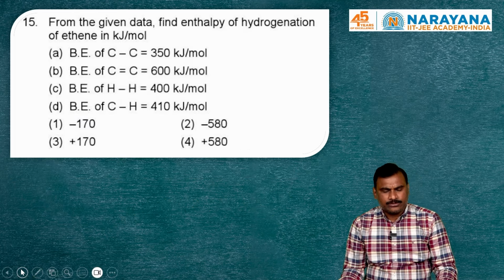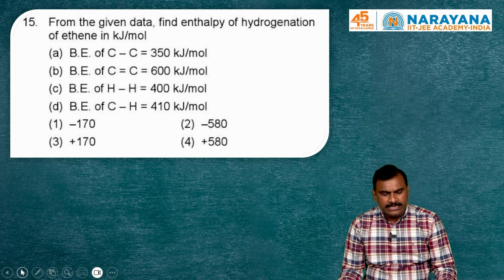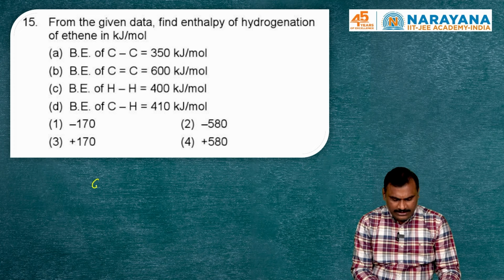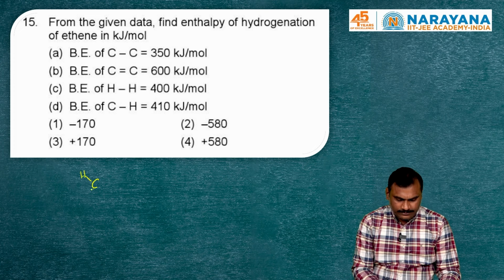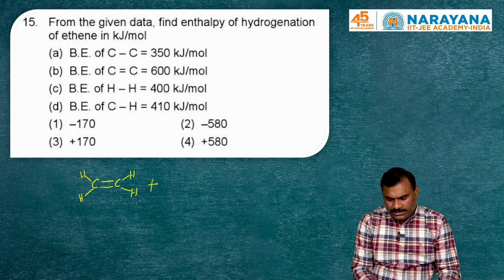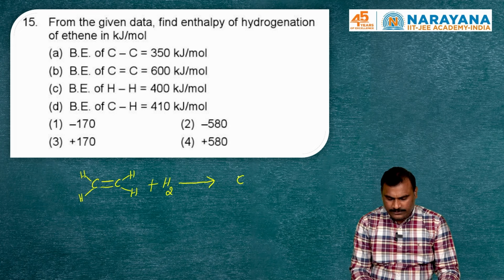Let us go for the next question. From the given data, find the enthalpy of hydrogenation of ethene in kilojoules per mole. Ethene, the structure of ethene. Hydrogenation means addition of hydrogen, which gives ethane.